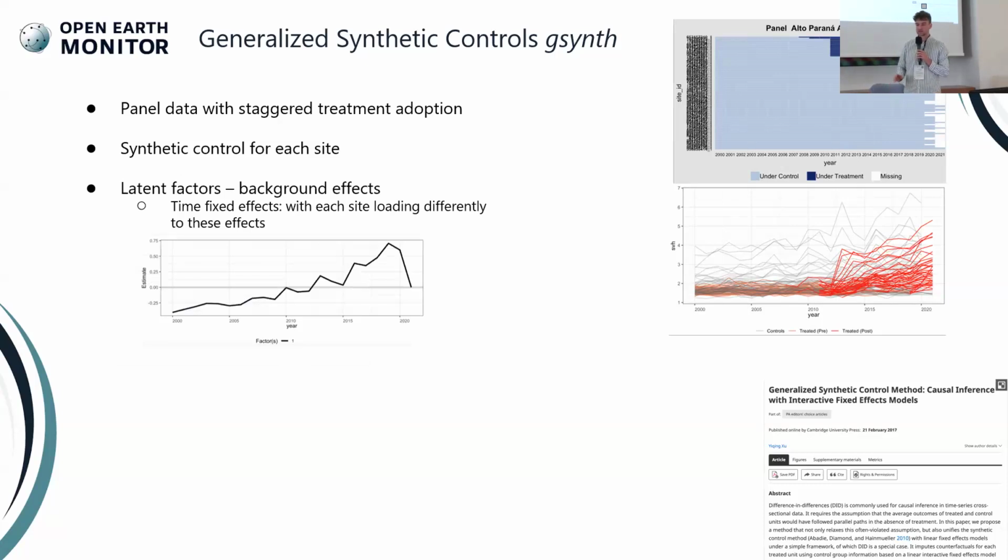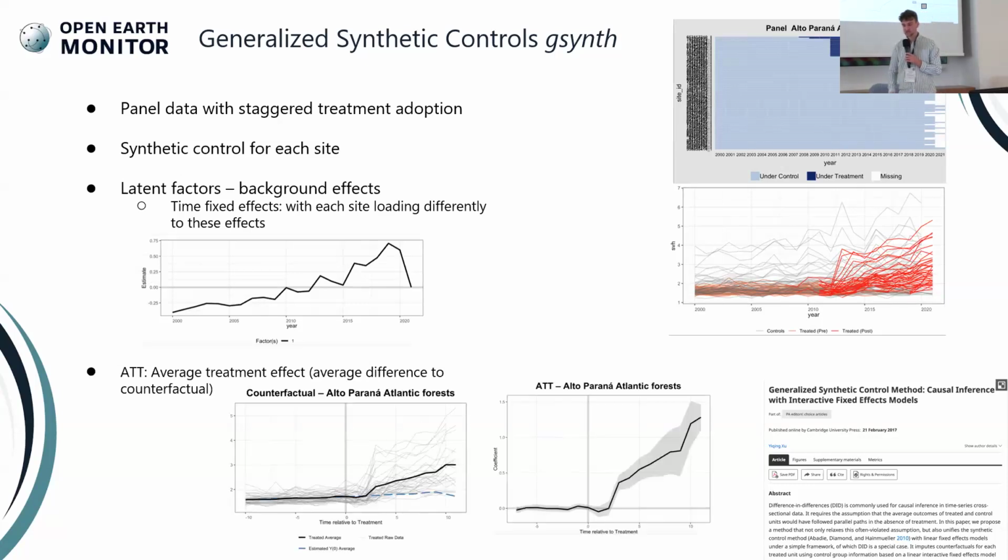And the method also assumes there can be background effects. You can think of an El Nino in this region that affects all the sites. So it actually estimates these background effects and takes them into account to really get to the causal effect. And then you can aggregate this to the full ecoregion level to get an average treatment effect, for instance here for the whole ecoregion, and see how this changes.